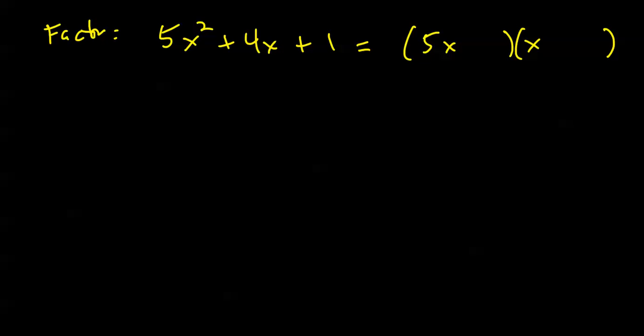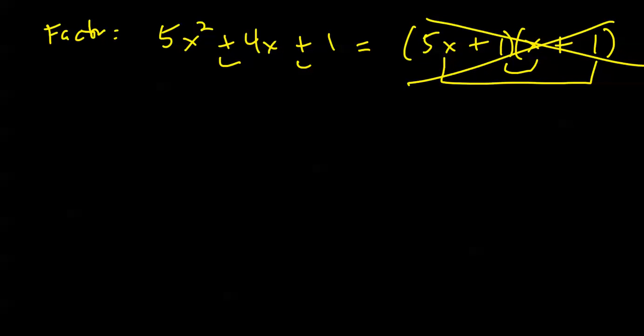The last term here is 1. Well, there's only one way to break down 1, and that's 1 and 1. And there's going to be no way to get 5x and 1x to add up to a 4x here because all signs are going to be positive here. Alright, so this is my only option, and it doesn't work. The inner and outer product there is 6x, not 4x.